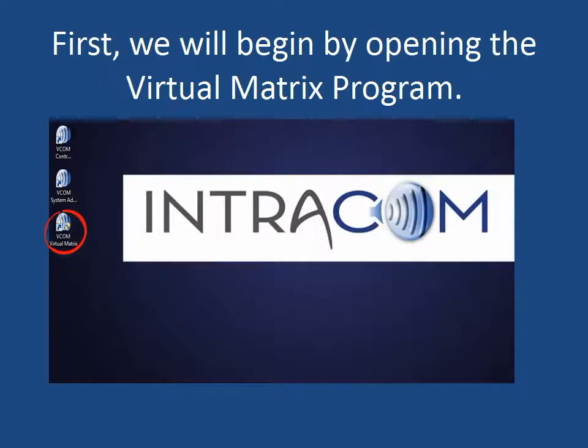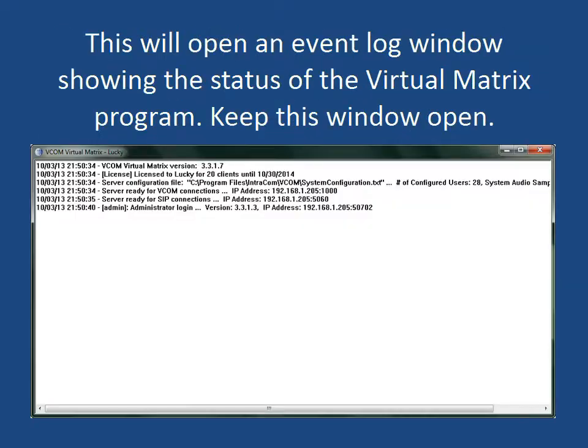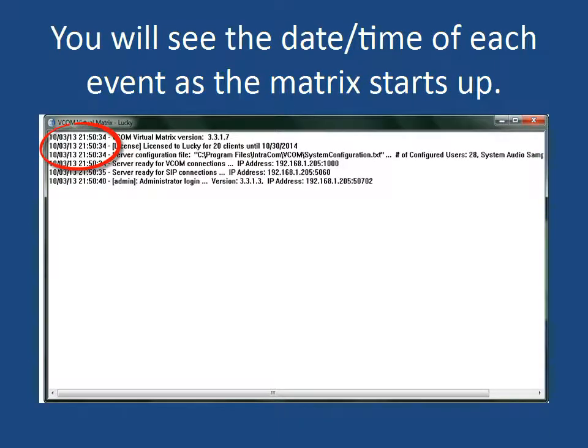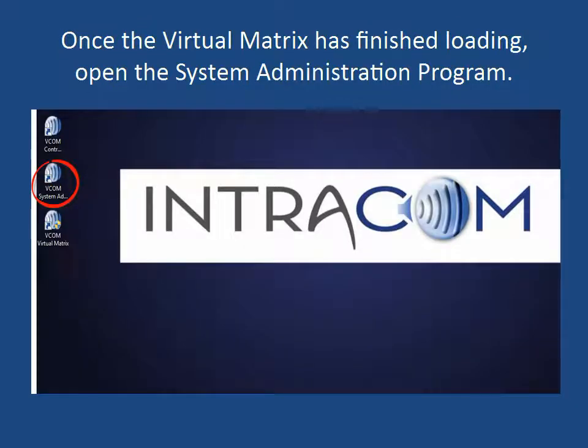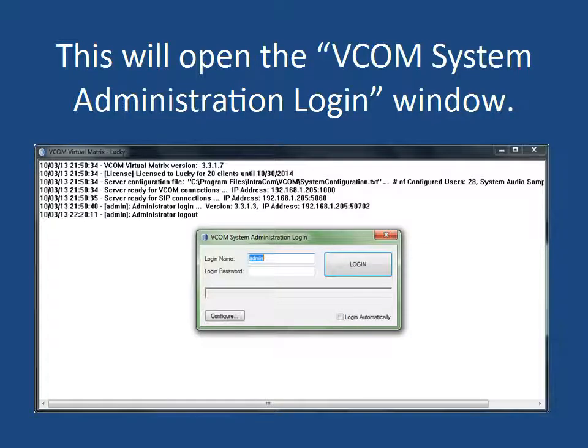First, we will begin by opening the Virtual Matrix program. This will open an event log window showing the status of the Virtual Matrix program. Keep this window open. Within this window, you will see the date/time of each event as the matrix starts up. Once the virtual matrix has finished loading, open the System Administration program. This will open the VCOM System Administration login window.